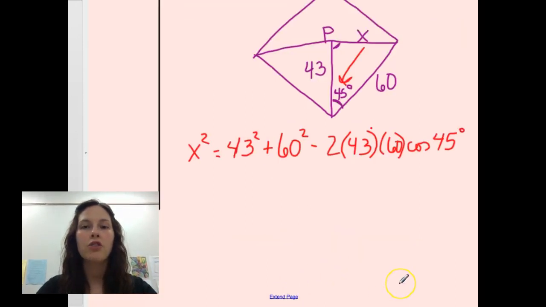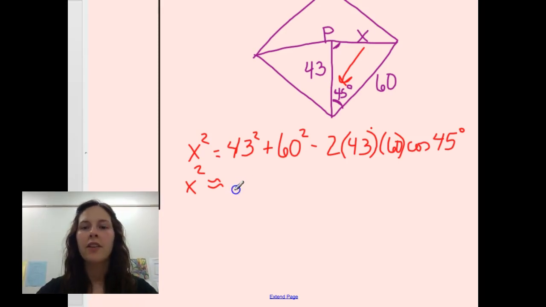At this point, I punch all of this into my calculator. Your calculator knows order of operations, so do not try to be smarter than your calculator. If you break this up, you may end up breaking it up in a place where you're not supposed to. So just put all of this in your calculator. Your calculator can handle the math.